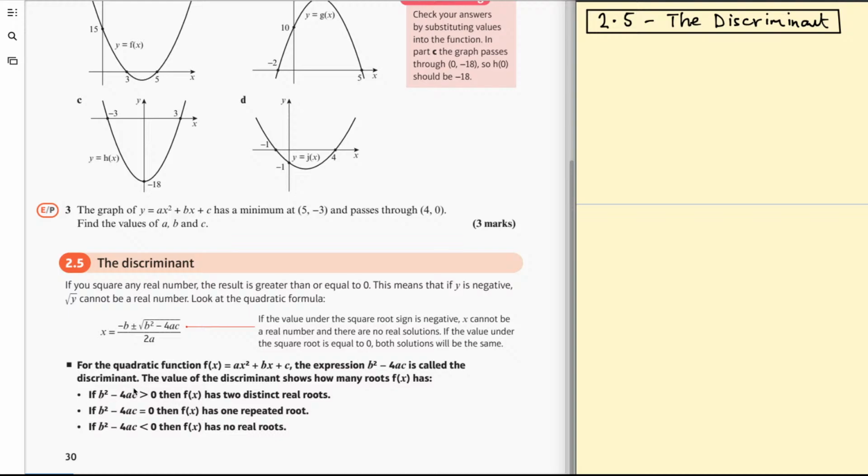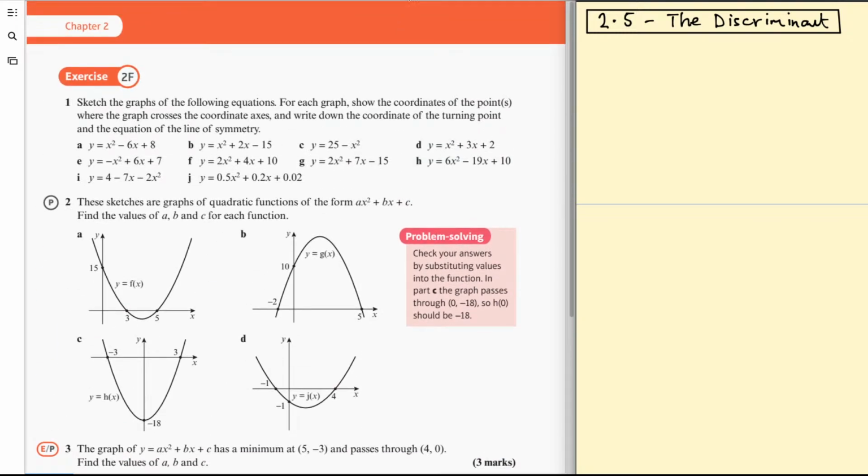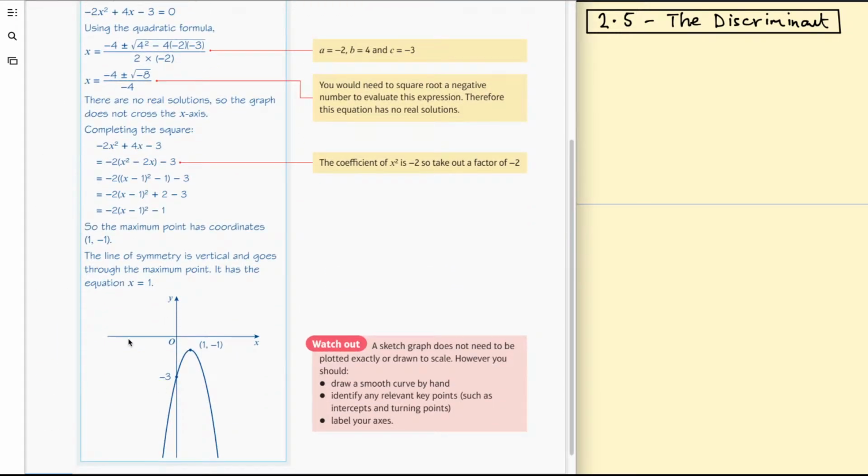Okay, so this first situation is a graph like this, where it crosses the x-axis twice. If it's less than 0, we also looked at examples like that. So here's an example where the discriminant is less than 0. The graph does not cut the x-axis, so there's no solutions.